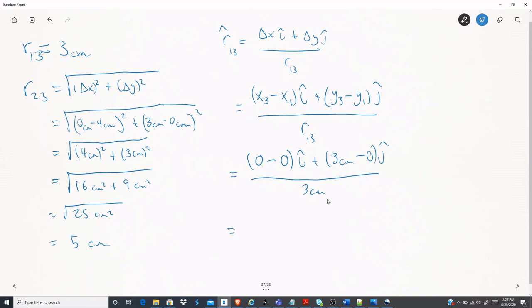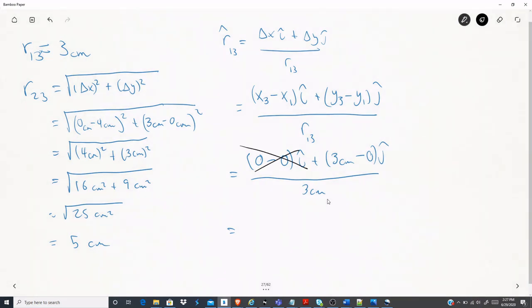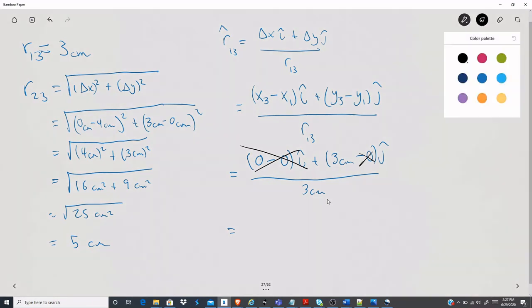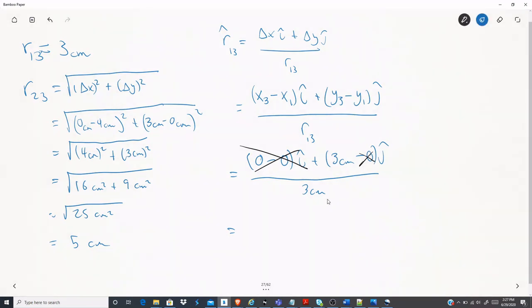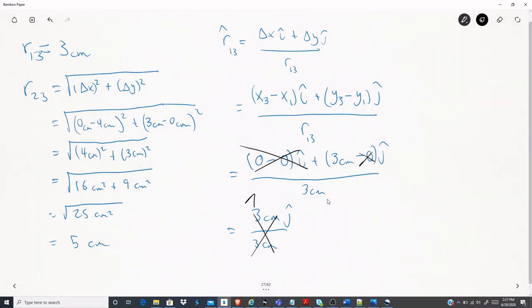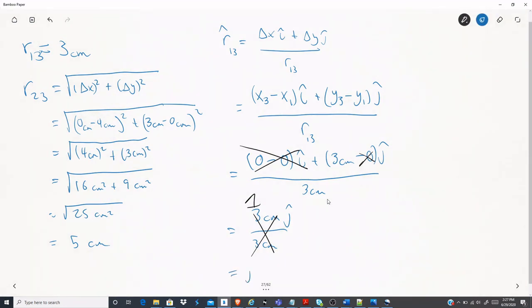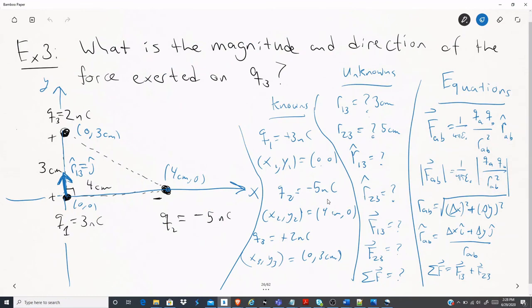And now you can see that this is going to just go away because it's zeros. This can be ignored because it's subtracting a 0. And so what I end up with is 3 centimeters j hat divided by 3 centimeters. But of course that ratio just cancels to 1. So I just get j hat as my answer, which is what we expected. So R13 hat is just j hat.